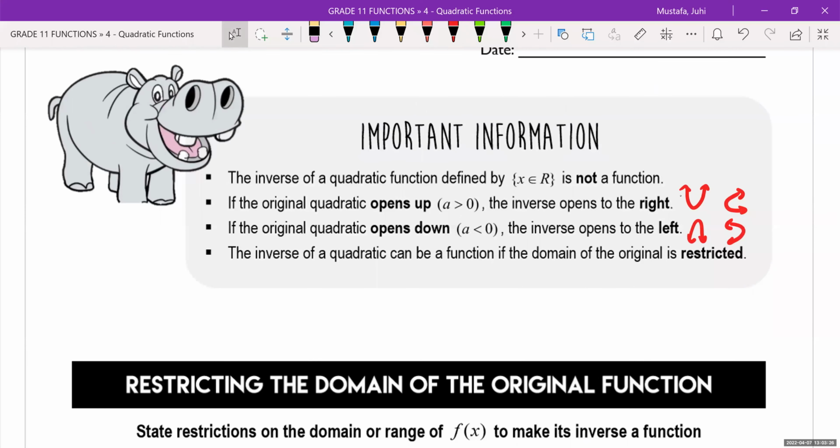The inverse of a quadratic can be a function if the domain of the original is restricted. And now this is the part that people get confused about. What exactly does this mean? This means that, let's say I'm forcing you to draw the inverse, but make it a function. I want to make the inverse a function. How can I do that?